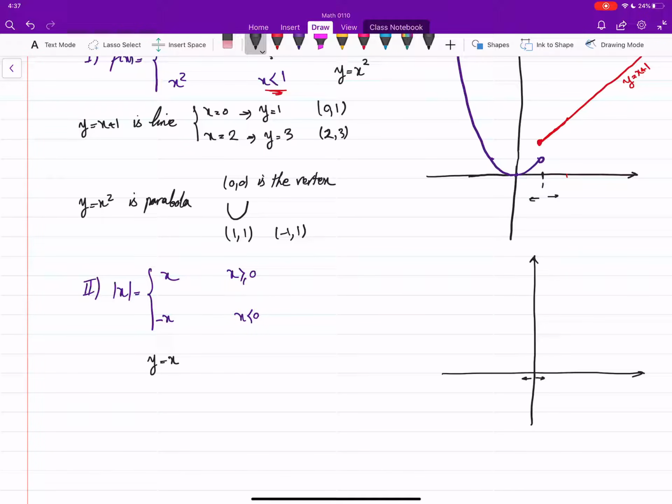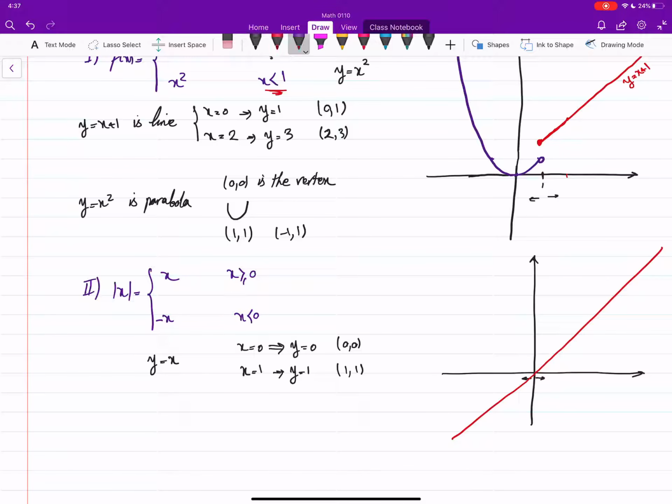y equals to x. This is a line. We have 2 points. x equal to 0 will give me y equal to 0, and that means that 0, 0 is part of the curve. x equal to 1 will give me y equal to 1, and that gives us 1, 1. So the expression 1 comes here. This is the line you have there.